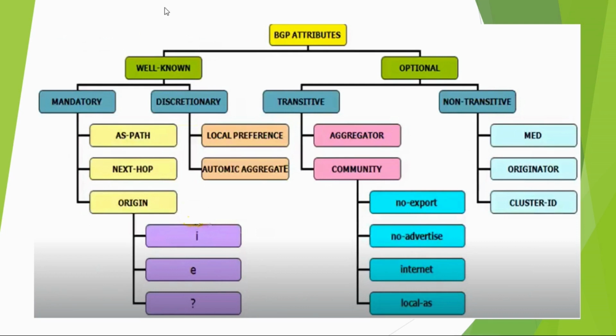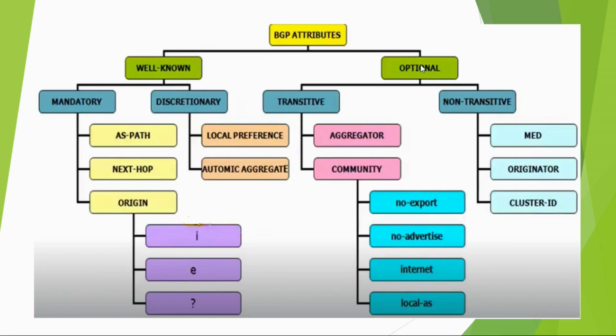So we'll repeat again here. We can classify BGP attributes into two major categories, well-known and optional. Well-known means it will be recognized by each and every BGP peer, whereas optional means may or may not be recognized by BGP peers. Well-known mandatory means it should be recognized by all BGP peers, and it should be present in each and every BGP update. Whereas well-known discretionary means it should be recognized by each and every BGP peer, but may or may not be present. It is not mandatory in each and every BGP update. It depends upon the BGP attribute.